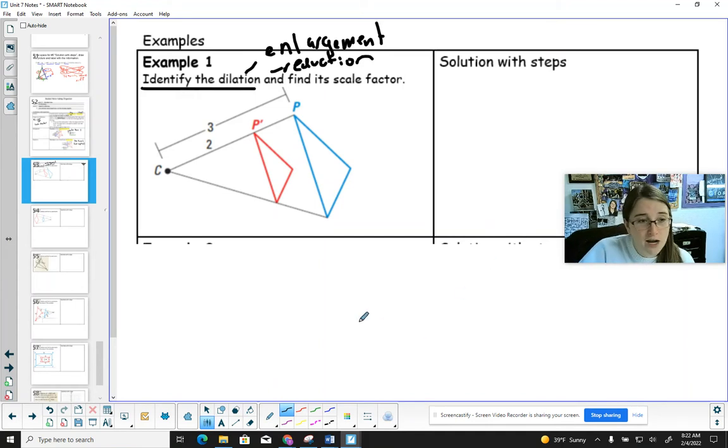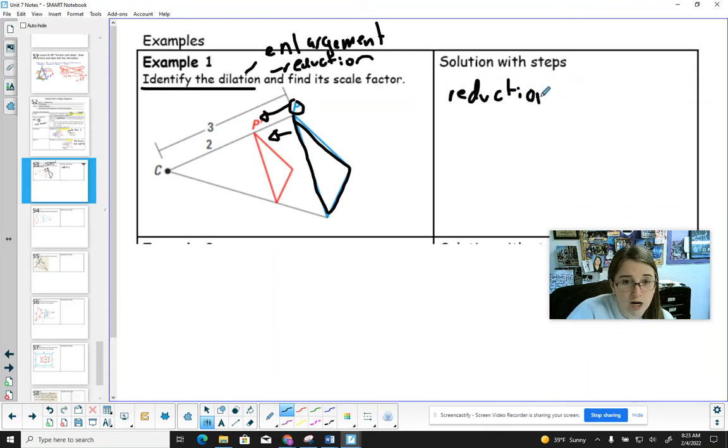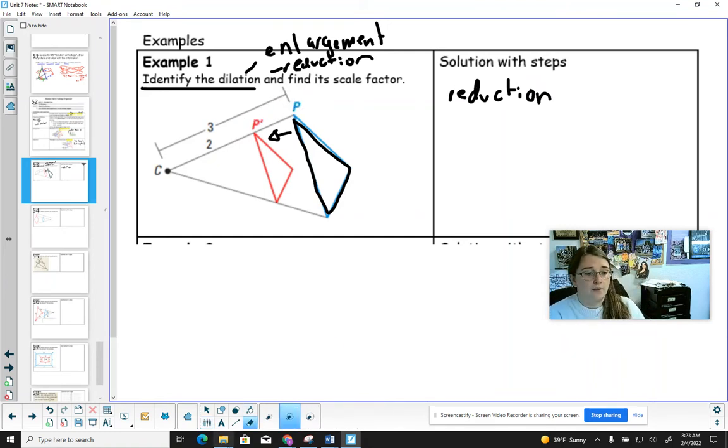Remember that our prime shape is our new shape. So looking at this picture, look at our P not prime, that's where we started, to our P prime, that's where we ended up. Did we get smaller or did we get bigger? What do we think? Well, we started at the blue shape and we went to the red shape, right? P to P prime. What this means is this is going to be a reduction. We got smaller, right? My original shape was the blue one because there's no apostrophe on that. My prime is my new shape, and that's smaller. It's a reduction.